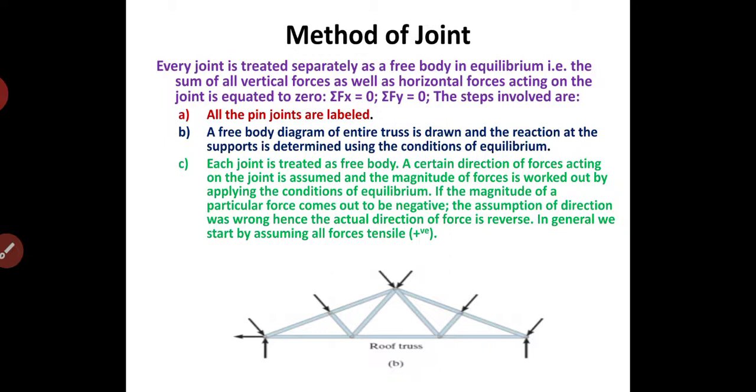Now, the method of joints. Every joint is treated separately as a free body in equilibrium, that is, the sum of all vertical forces as well as horizontal forces acting on the joint is equated to 0: summation Fx equal to 0, summation Fy equal to 0. Summation M equal to 0 does not apply here, because only two equations are made. This means only two unknowns can be solved by these two equations.